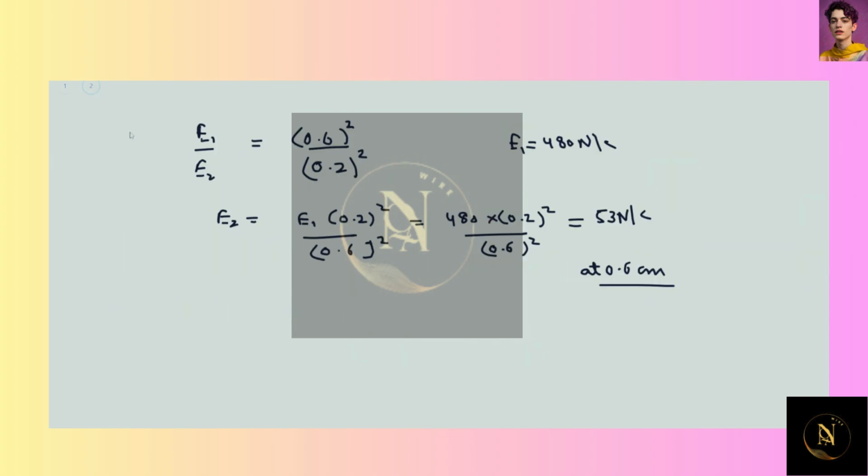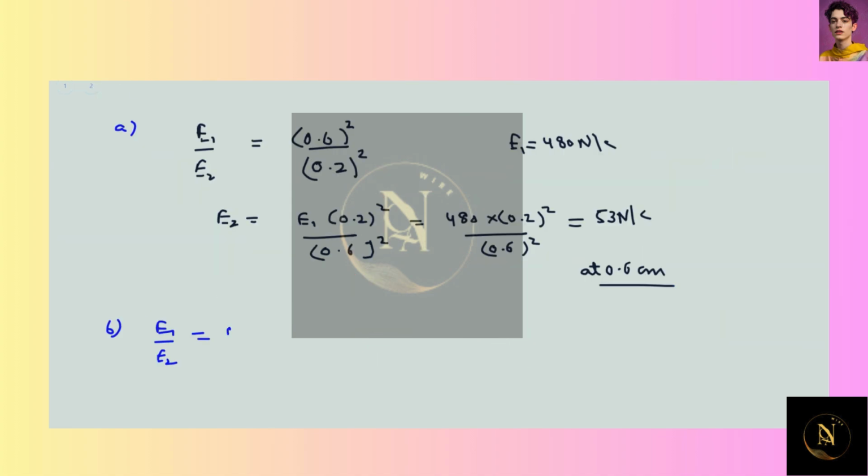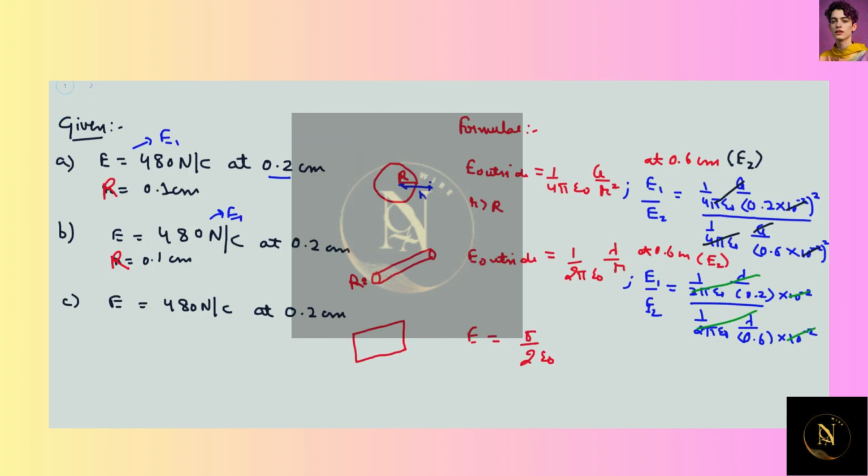For the B part, this was the A part. We have E1 over E2 equals 0.6 over 0.2. We know E1, so E2 is equal to E1 times 0.2 over 0.6, which is 480 times 0.2 over 0.6. This comes out to be 160 newton per coulomb. So this was part B. We have found the electric field at 0.6 times 10 to the minus 2 meter.